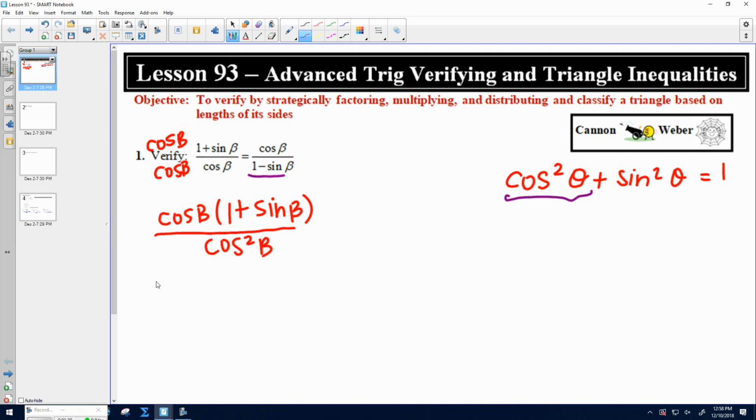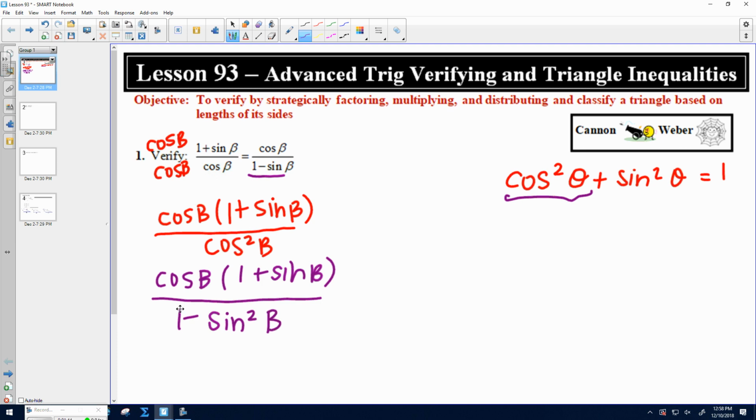Okay, so I've got my numerator here, cosine beta times 1 plus sine beta. And now in the denominator, I'm going to replace cosine squared beta with 1 minus sine squared beta. So I had to make it something squared first, then I could replace it with the identity. So now this is really cool because I can factor it. That's just a difference of squares right there. And I can make it cancel with this guy right here.